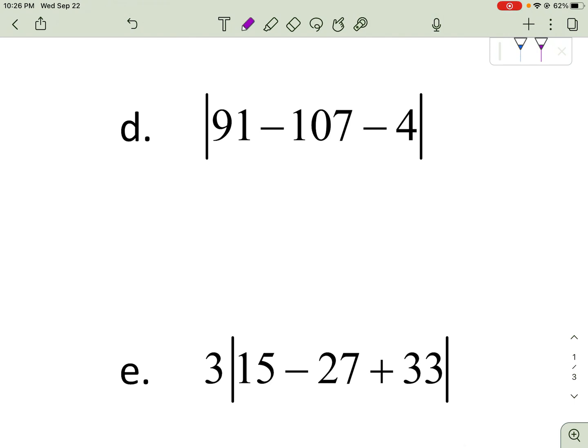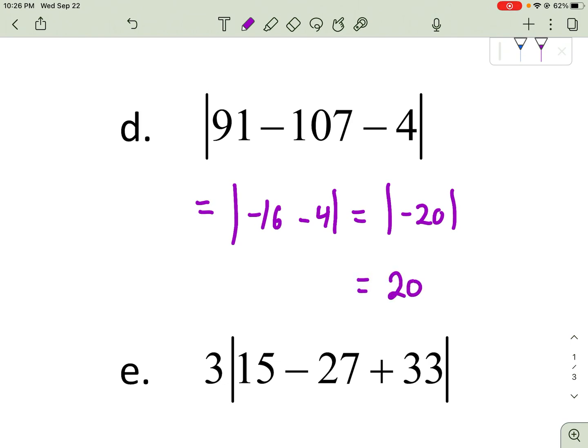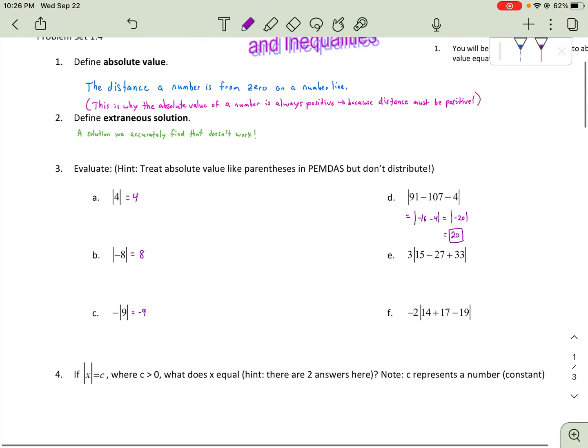Okay, and then on D, we just do 91 minus 107, which is negative 16, and then minus 4, which is negative 20, and then the absolute value of negative 20 is 20, because negative 20 is 20 away from 0 on a number line.